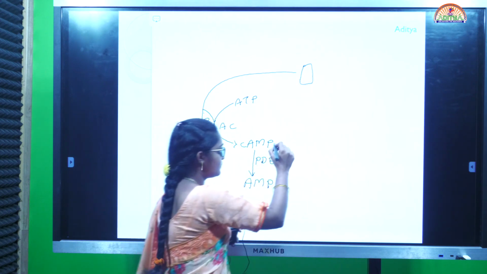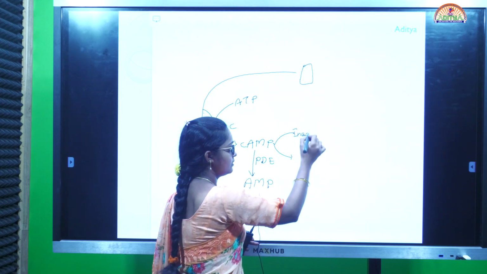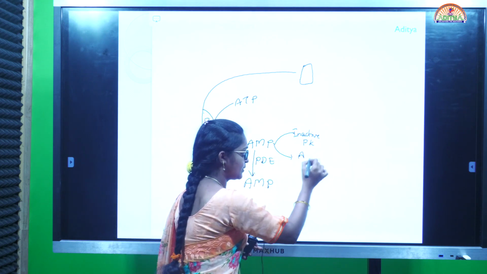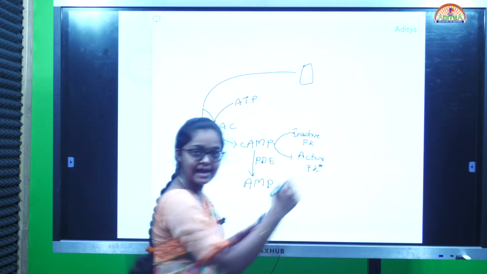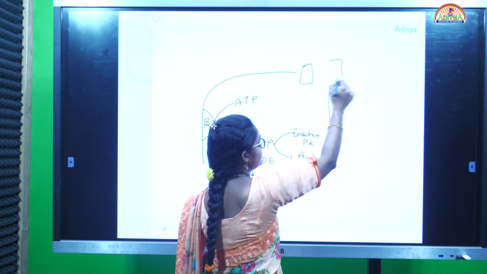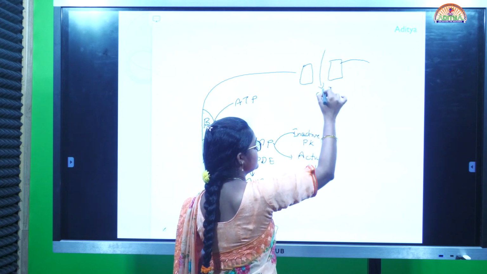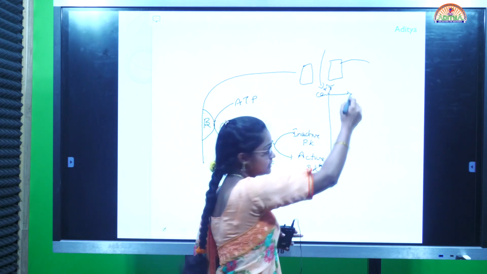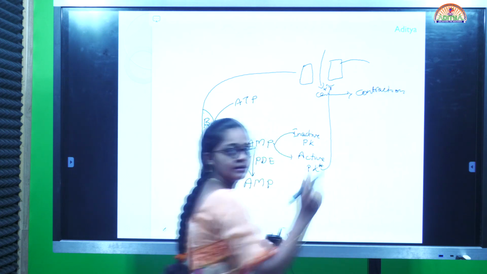Cyclic AMP activates protein kinase, converting inactive protein kinase into active protein kinase. This active protein kinase activates the calcium entry. What is the action of calcium entry? Contraction. It helps in the contraction process.